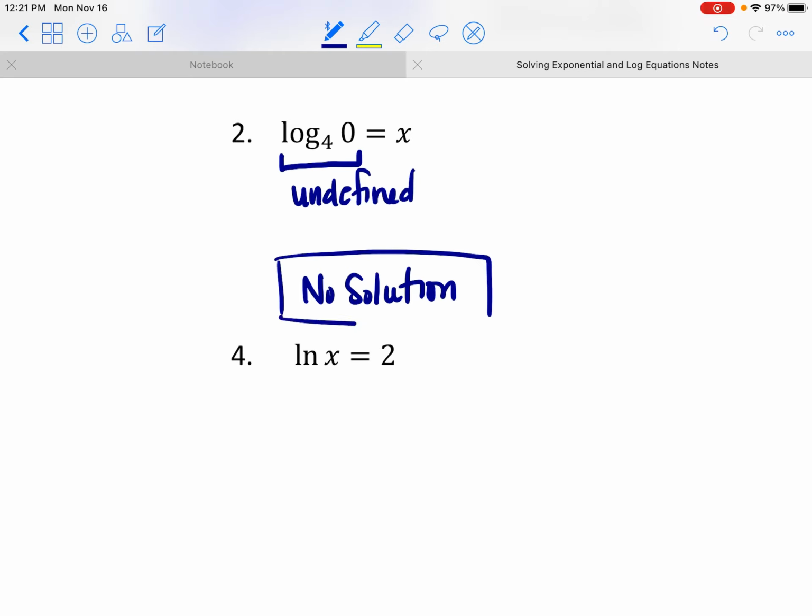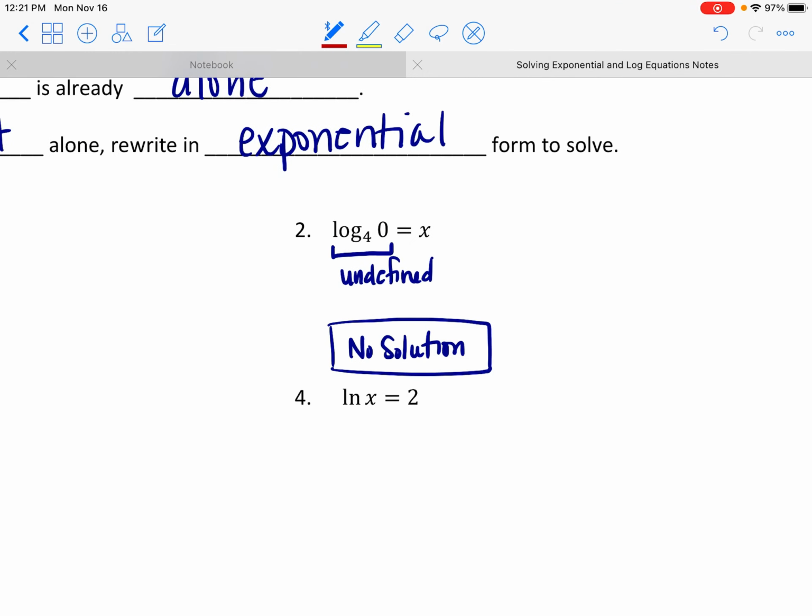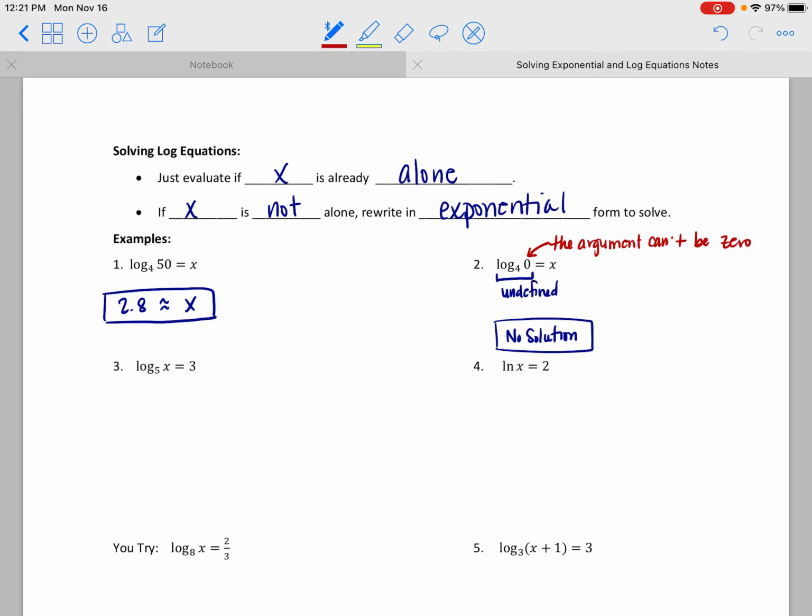That means there is no solution to this equation. Again, this will make a little more sense when we talk about the functions. I guess I should have put that lesson first, but it is what it is now. The argument of a log can't be 0. You cannot raise a base to a power and get it to be 0, so this will never be defined. The argument of a log cannot be 0.